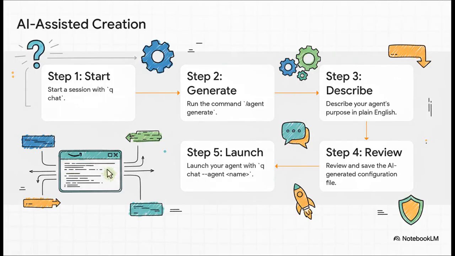And here's the best part. You don't even have to write that JSON file from scratch. You can get the AI to help you build it. You just run /agent generate, describe what you want your agent to do in plain English, and Q will write the config file for you. Just review it, save it, and you've got your own custom assistant.